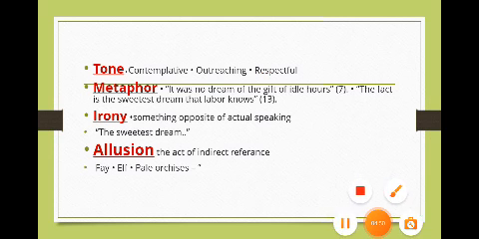Our next term is irony, that means something opposite to the actual speaking. For example, in the above line, the poet said, "The fact is the sweetest dream that labor knows," but in fact, labor knows only hard working.